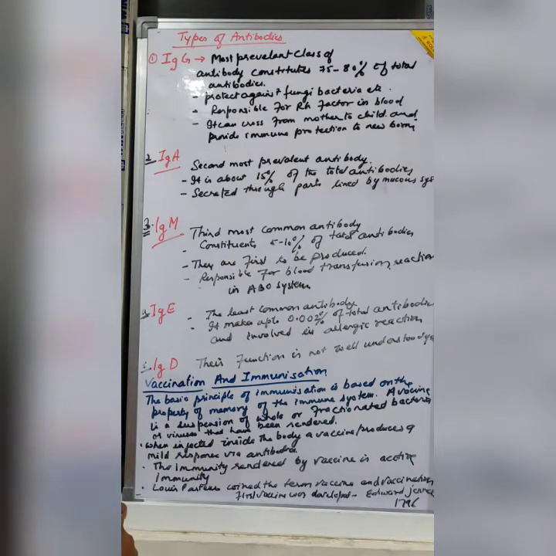Then passive immunization refers to the introduction of antibodies or antitoxin directly for quick immune response. Example, in tetanus, preformed antibodies are directly injected, and in case of snake bite, antitoxin containing antibodies to the toxin against venom is directly given. So this is about the antibodies, types of antibodies.